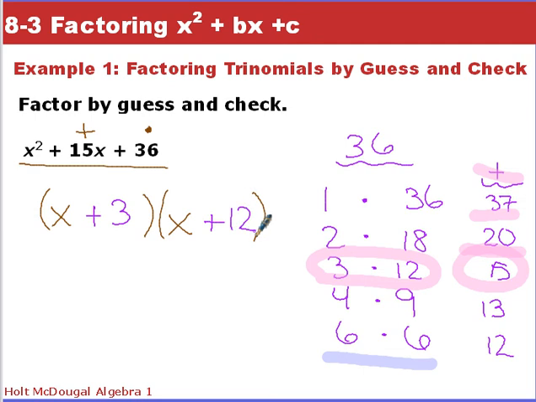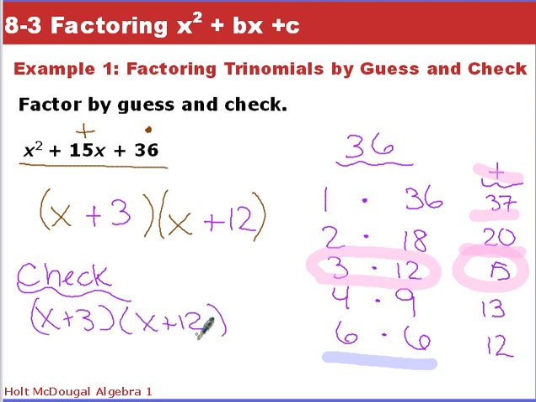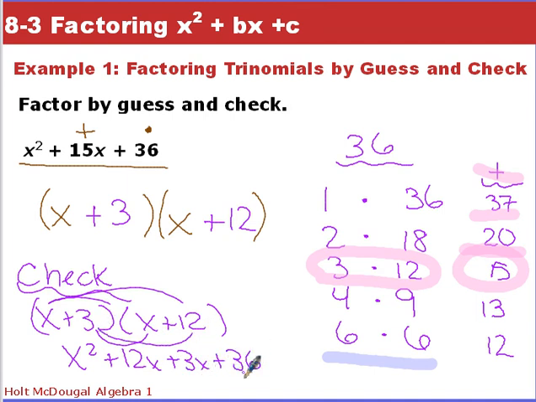And we can check it by doing what we did in our last unit. x plus 3 times x plus 12. x times x is x squared. x times 12 is 12x. 3 times x is 3x. And 3 times 12 is 36, which gets us back up to there. So this is our factored form.